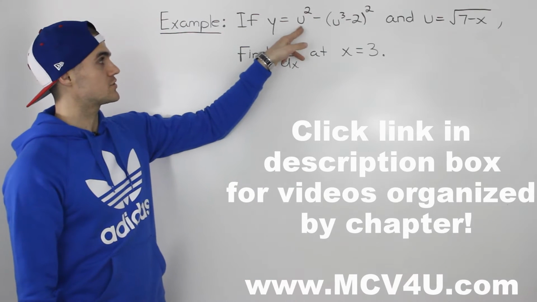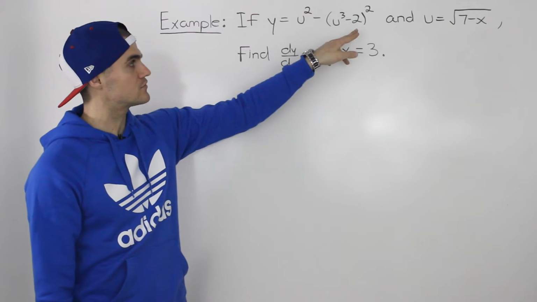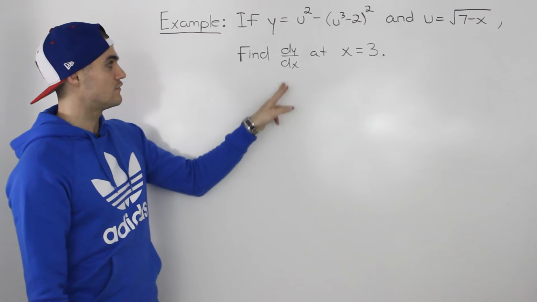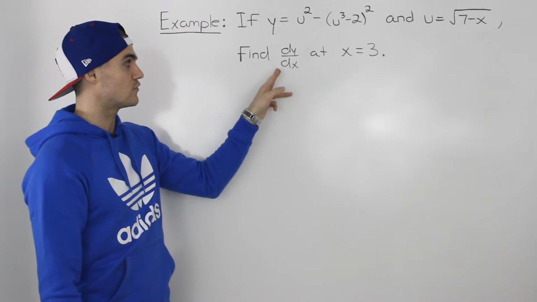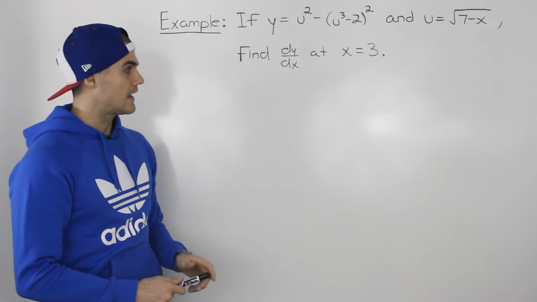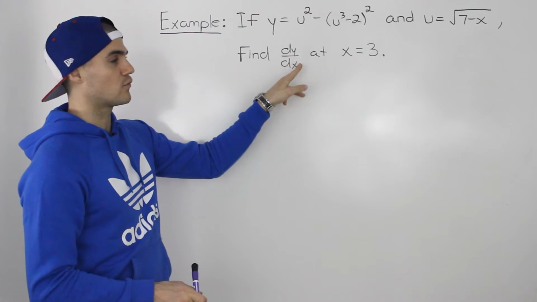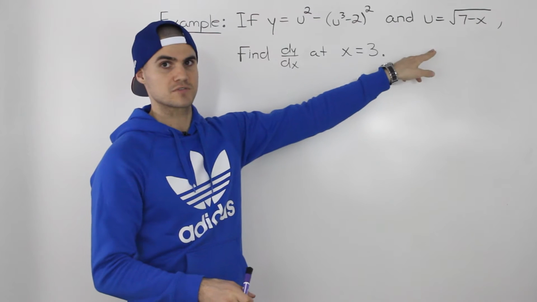Moving on to the next example. If y is equal to u squared minus (u to the power 3 minus 2) to the power of 2, and u is equal to the square root of 7 minus x, find dy by dx at an x value of 3. So we have to find the derivative of y in terms of x. Now notice how we have to find the derivative of y in terms of x, but we're given y in terms of u and then u in terms of x.